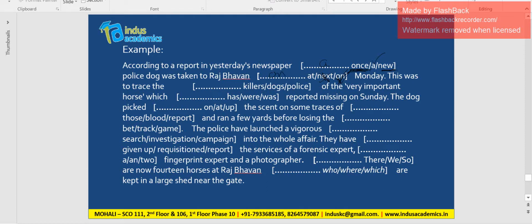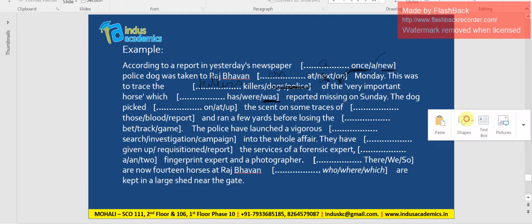This was to trace the killers of the very important horse, dogs of the very important horse, police of the very important horse. Now this one is quite easy because dogs and police do not make sense. So it will be killers. This was to trace the killers of the very important horse, which has reported missing. No. Were reported missing. Again incorrect. There is a single horse which was reported missing on Sunday.